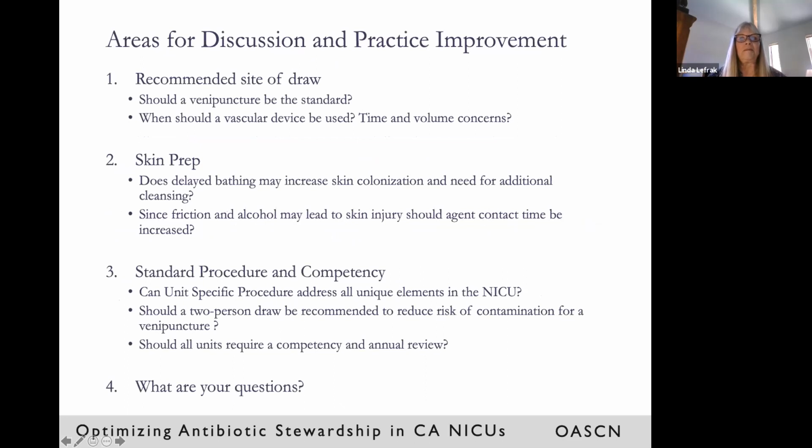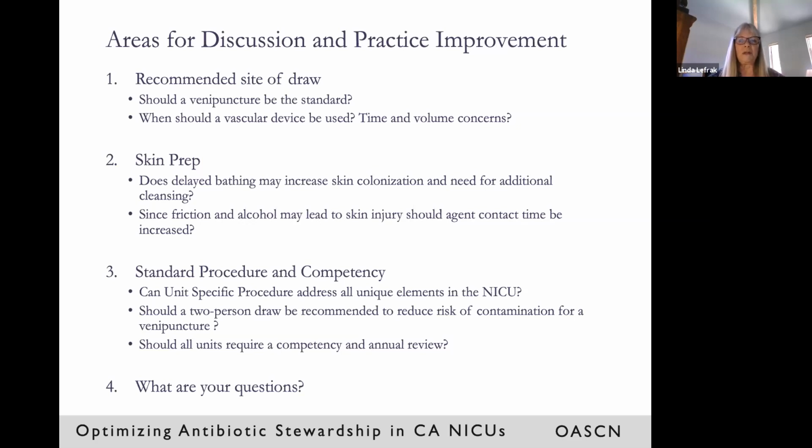So I think the recommendations are to standardize procedure. As with many of the things that we practice in neonatology, once you've taken a look at it, standardized it, and make sure that people know what the standard is, you're probably going to improve practice. Talking about whether or not a vascular device should be used or venipuncture should be the standard is a discussion that has to occur, because we know that sometimes timeliness and the ability to get an adequate volume can't always be facilitated by a venipuncture.